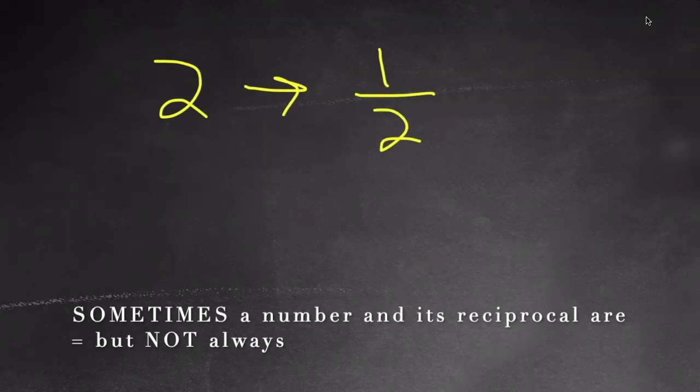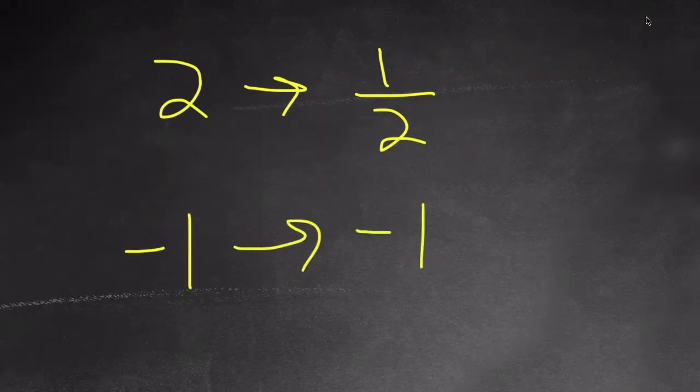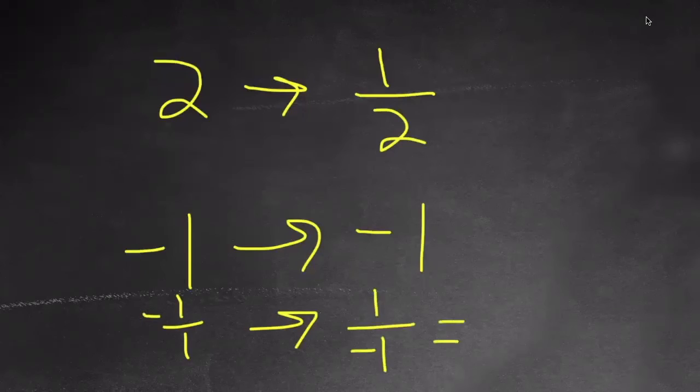But what's the reciprocal of -1? It's actually going to be -1. Why? Because -1 is the same as -1 over 1, which would be the same as, if I take the reciprocal of that, I get 1 over -1, which is still equal to -1. So is it true that sometimes reciprocal is equal to the original? Yes, but that's not always the case, and you cannot assume that.